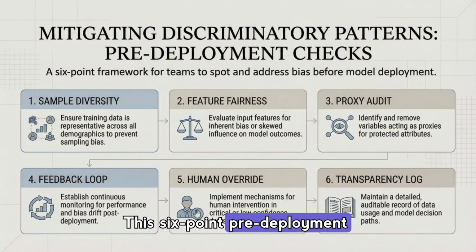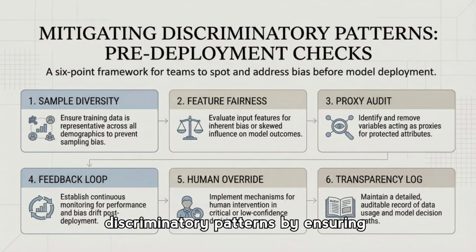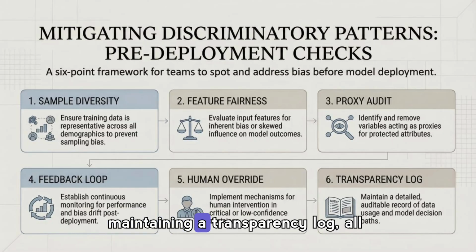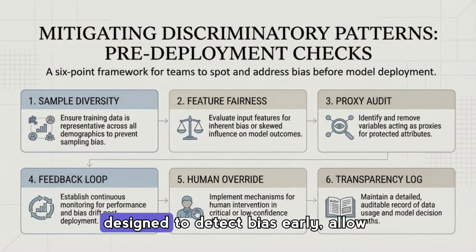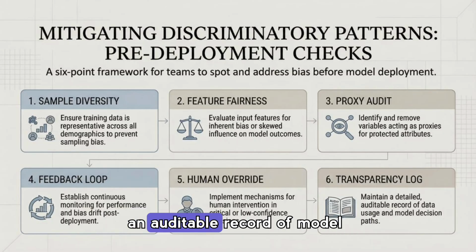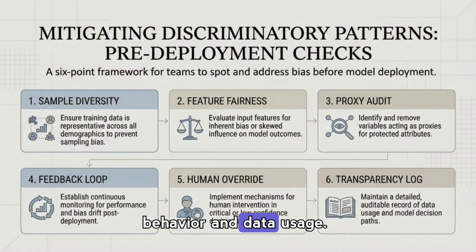This 6-point pre-deployment checklist helps teams mitigate discriminatory patterns by ensuring sample diversity, evaluating feature fairness, auditing proxies, establishing feedback loops, enabling human override, and maintaining a transparency log, all designed to detect bias early, allow human intervention on low-confidence decisions, and keep an auditable record of model behavior and data usage.